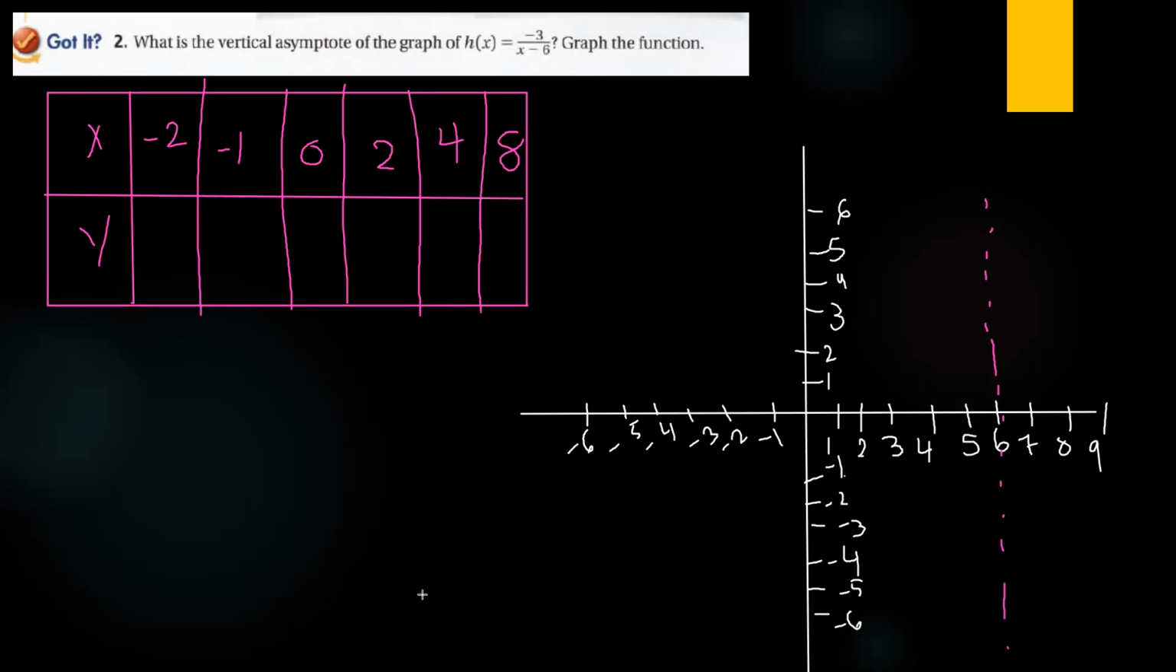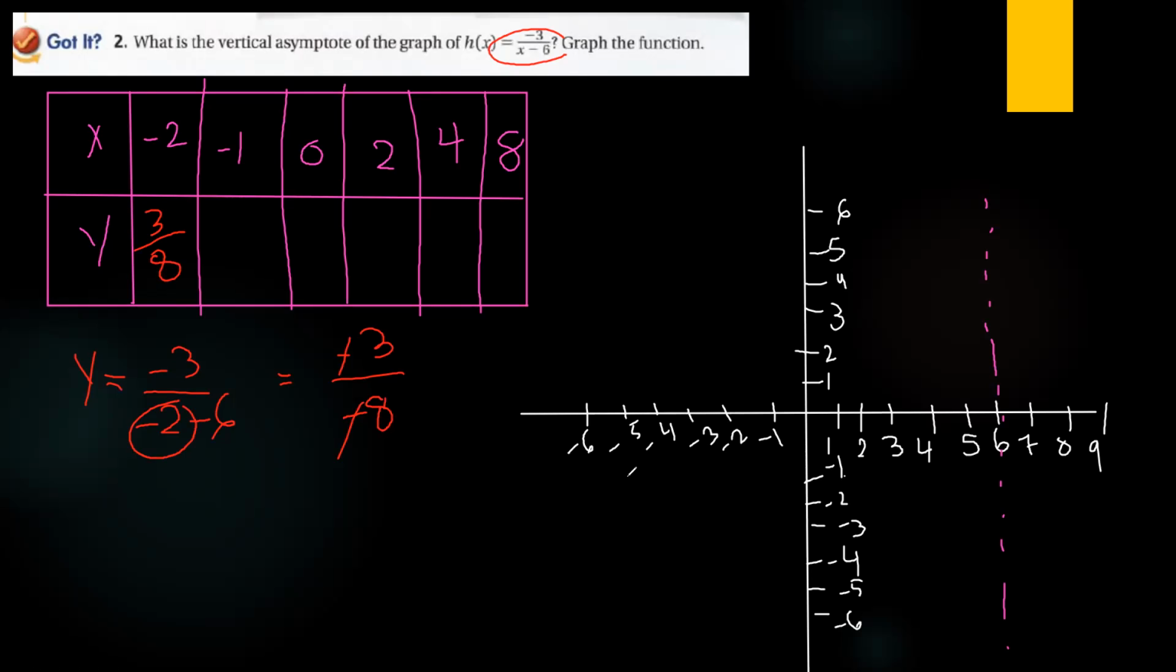Then after that, let's now find y. To find y, we come back and use my function. Negative 3 over negative 2 minus 6, which is negative 3 over negative 8. I will evaluate x with negative 2 here. This x will be exchangeable. So it will be negative 3 over negative 8. You can cancel the negatives, so it will be 3 over 8.